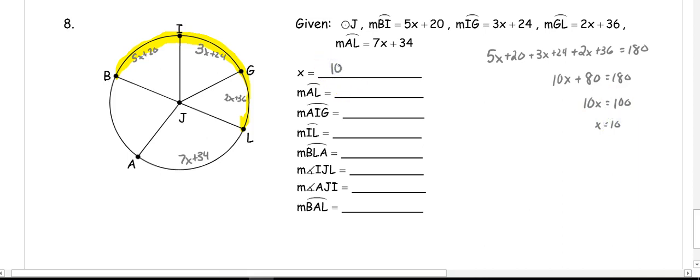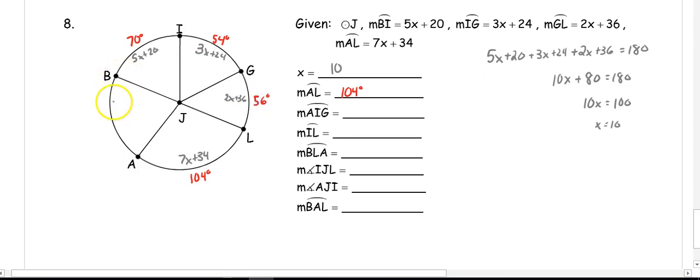Now, once we know x is 10, we can start substituting into some of these arcs. So we need to know AL. So AL, we have 7 times 10 plus 34 would get us 104 degrees. Before we find the next arcs, we're just going to find the rest of the angles. So 5 times 10 plus 20 is 70 degrees. 3 times 10 plus 24 is 54 degrees. And 2 times 10 plus 36 is 56 degrees.